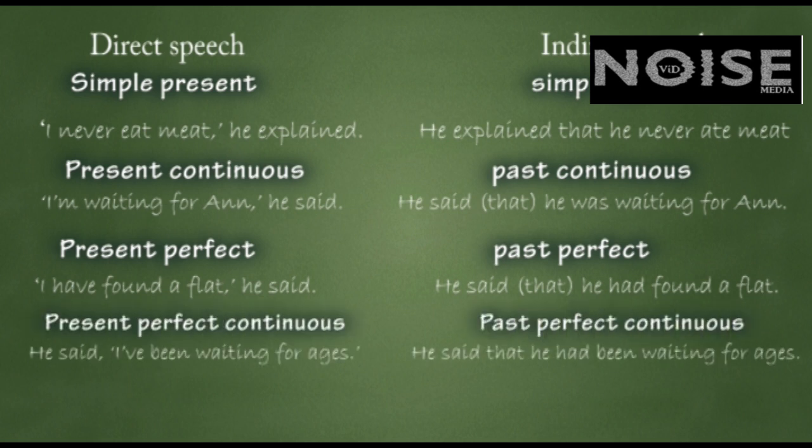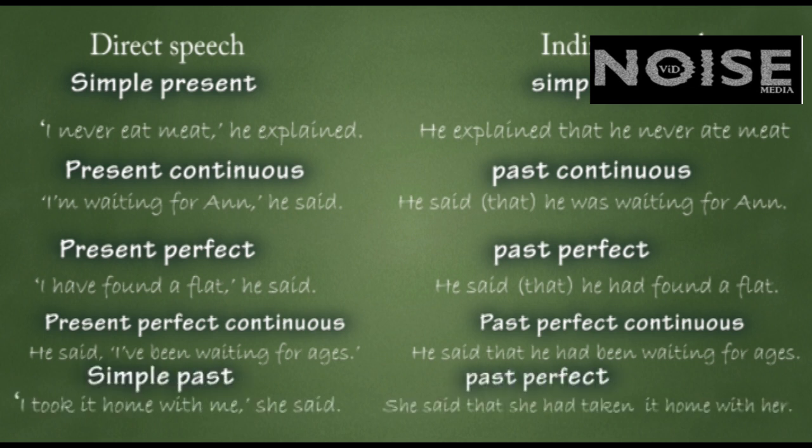Present perfect continuous. He said, "I've been waiting for ages." This will change into past perfect continuous. He said that he had been waiting for ages. And then you have got simple past. "I took it home with me," she said. Indirect, she said that she had taken it home with her.